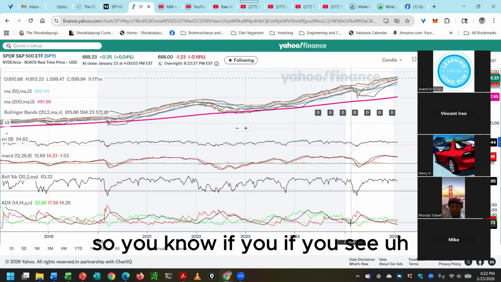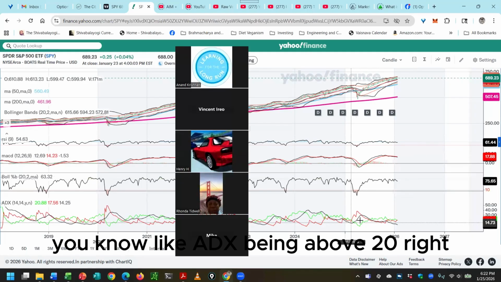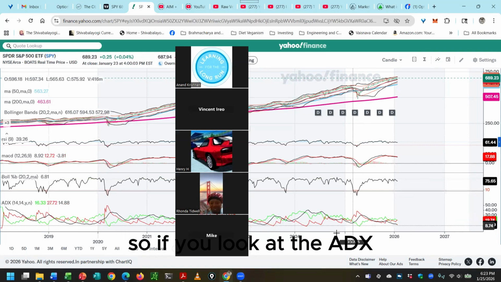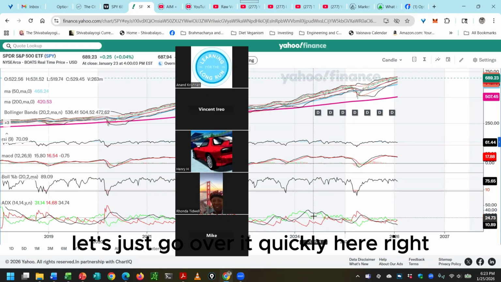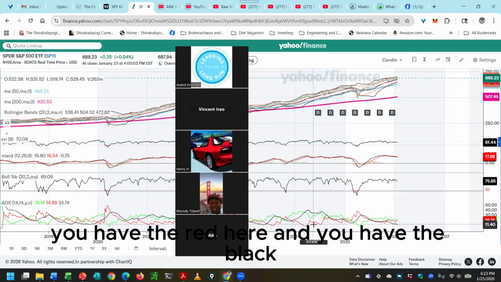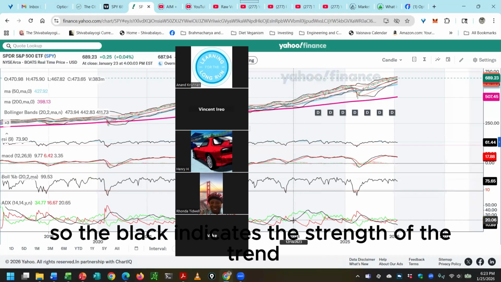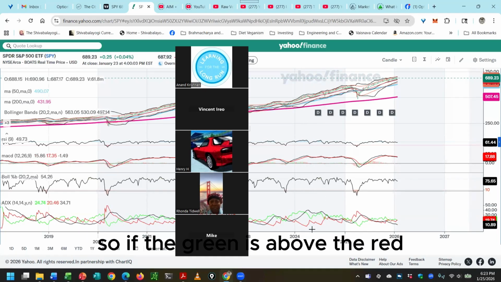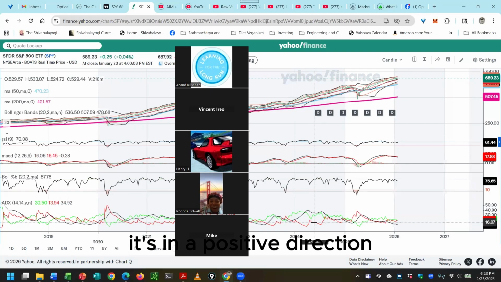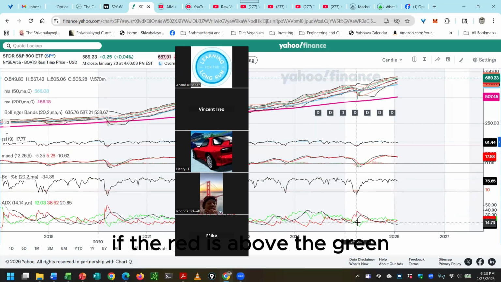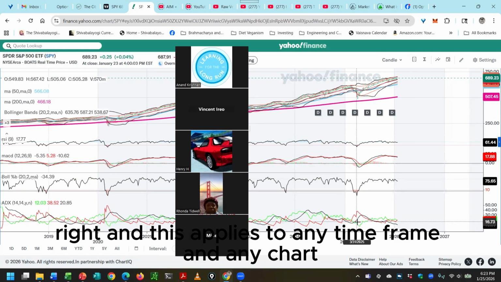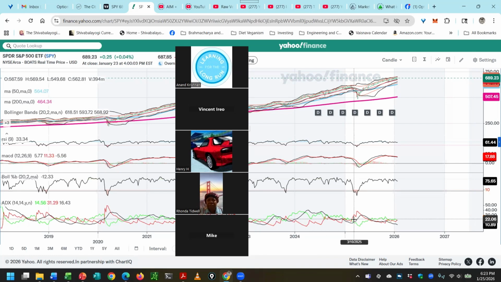ADX being above 20 means there is a trend. So if you look at the ADX, let's go over it quickly. You have the green, you have the red, and you have the black. The black indicates the strength of the trend, while the green and the red tell you the direction. If the green is above the red, it's a positive direction. If the red is above the green, it's a negative direction. And this applies to any time frame and any chart.